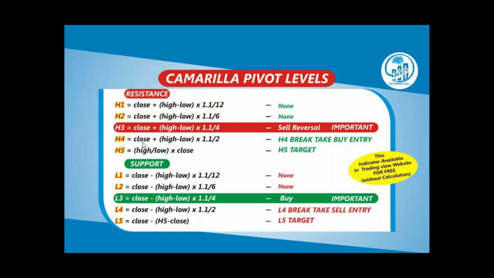Then H4 is a breakout for a buy entry. When H4 breaks, you can take a buy entry. When L4 breaks, you can take a sell entry. The target is L5 for sells, and the target is H5 for buys. We will see the chart, then you will understand more easily.